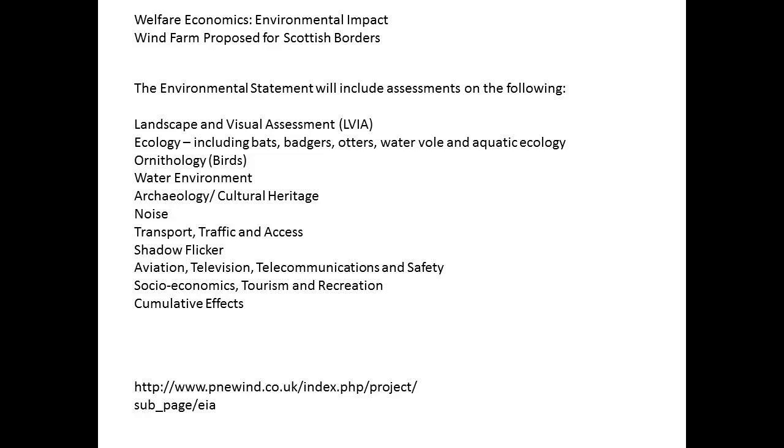Whenever a new wind farm is proposed, an environmental assessment is carried out, which is fairly rigorous in the United Kingdom and includes ecological, tourist and noise considerations.